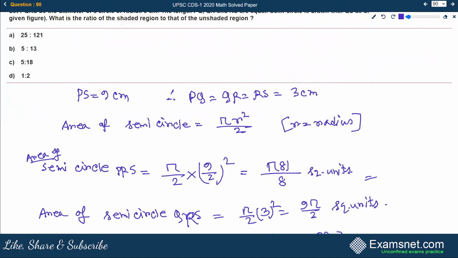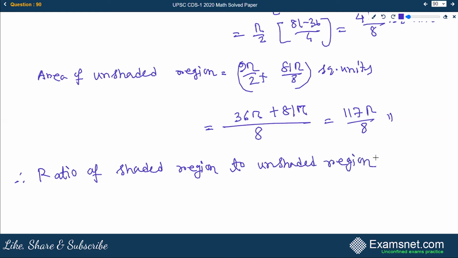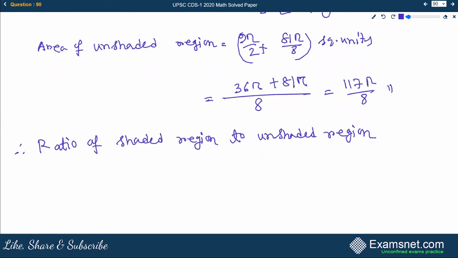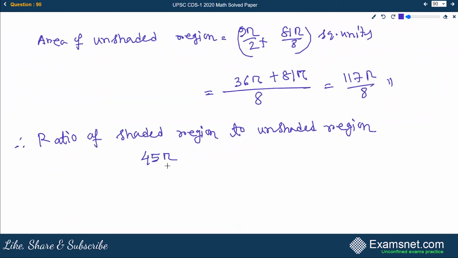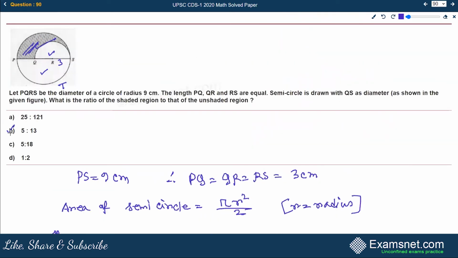Now we will find the ratio. Therefore, ratio of shaded region to unshaded region. So here is 45π by 8 is to 117π by 8. That becomes 45 by 117. If we further simplify it, we will get the value 5:13. So yes, 5:13 is the correct answer here. Option B is the correct answer.